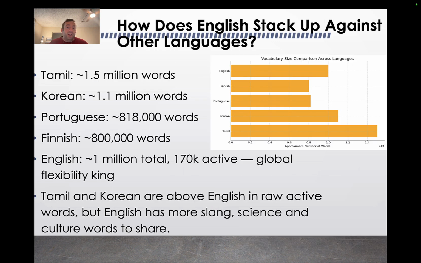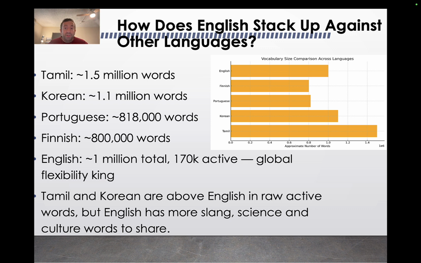How does English stack up against other languages? Well, we have a bar chart here. English is not the top, okay? I think it's top three from my calculation here. So from my research, Tamil, 1.5 million words, very impressive for such a small population that speaks Tamil relatively.